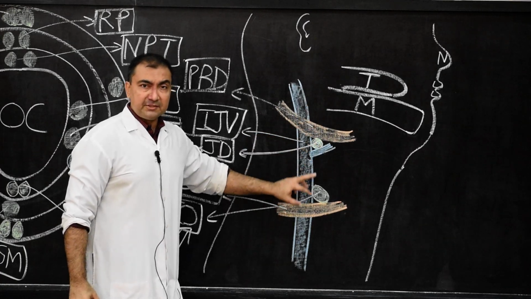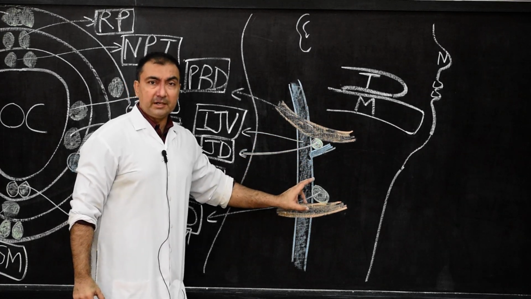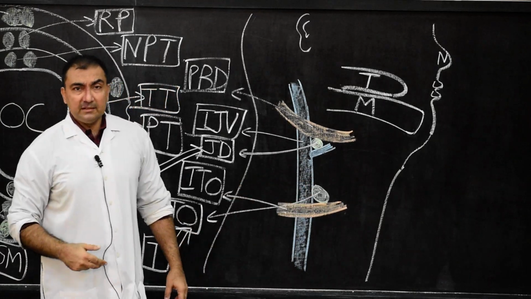So here we finished these two, jugulo-digastric and jugulo-omohyoid. Coming up in the next segment.